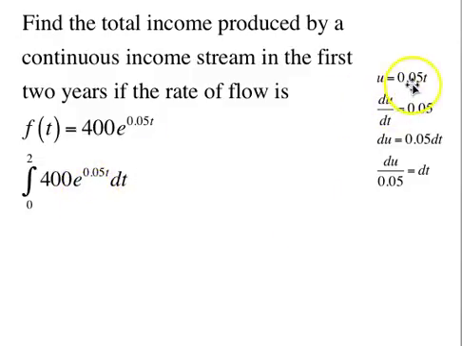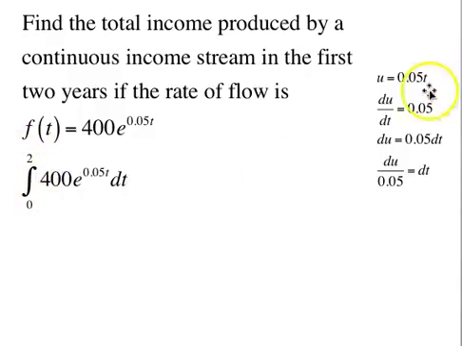So u is 0.05t. du dt is 0.05. Of course, the derivative of 0.05t is 0.05. So du is 0.05 dt. du divided by 0.05 equals dt. So e to the 0.05t will become e to the u. dt will become du over 0.05, but I still have to change the endpoints.